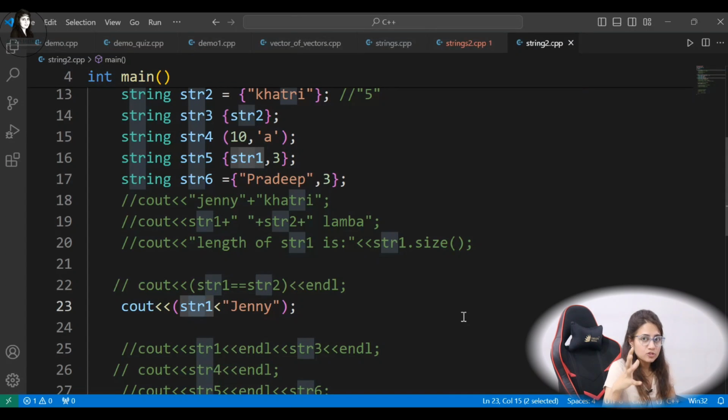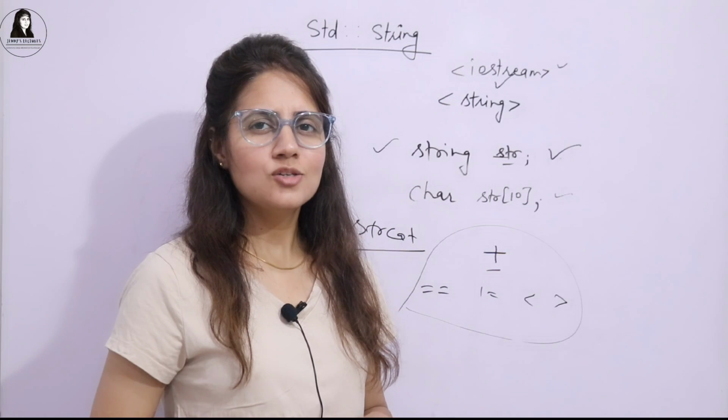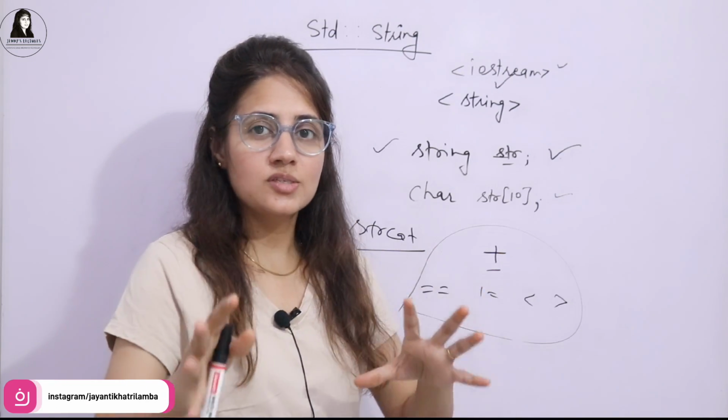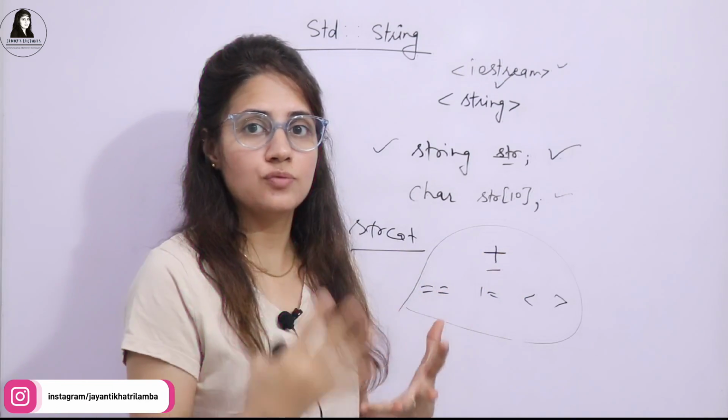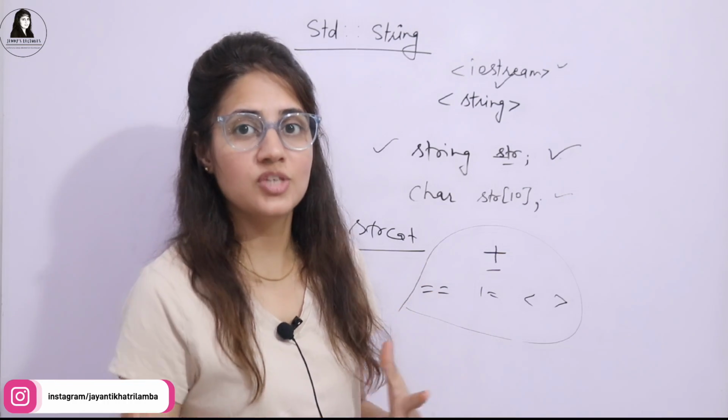There are many more member functions that we can use with a string object. Some of those functions we'll see in the next video, right? So I hope the basics of C++ strings are clear to you guys, right? Now in the next video we'll see some more member functions we can use with strings or string objects, right?